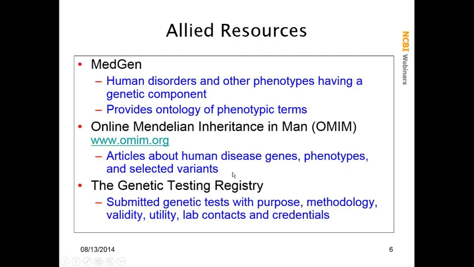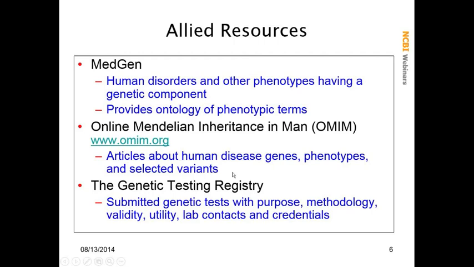Another resource related to MedGen that's more familiar to many people is Online Mendelian Inheritance in Man, or OMIM, which is now maintained outside of NCBI. OMIM is a compendium of information from the biomedical literature about human phenotypes with a genetic component. There are records for phenotypes, genes, and selected variants in OMIM, and it's a source for many of the records that are in ClinVar.